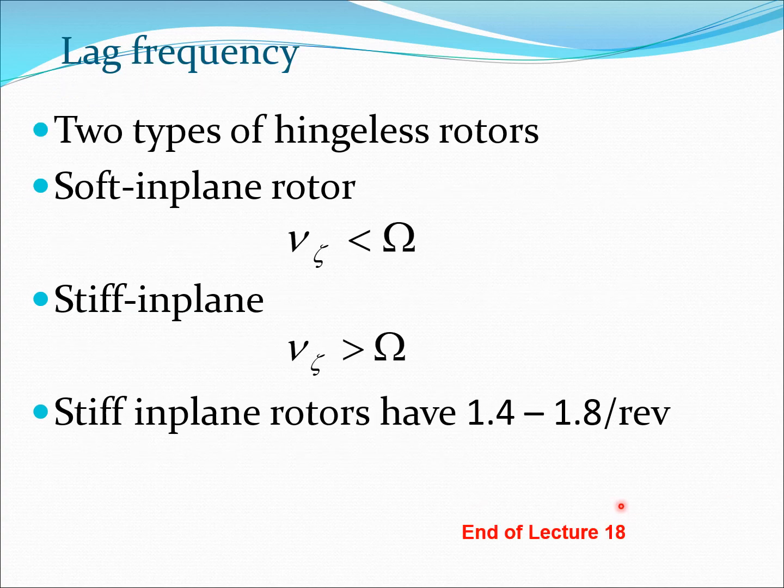Now, as far as hingeless rotors are concerned, there are two types. The widespread one is the soft in-plane rotor, in which nu zeta is typically less than 1 per rev, or dimensionally it would be less than the rotation speed. And then stiff in-plane rotors, where nu zeta is greater than the rotation speed. So these are the two types of hingeless rotors. They have very different properties as far as stability and particularly air resonance is concerned. Stiff in-plane rotors typically would have frequencies from 1.4 to 1.8 per rev.